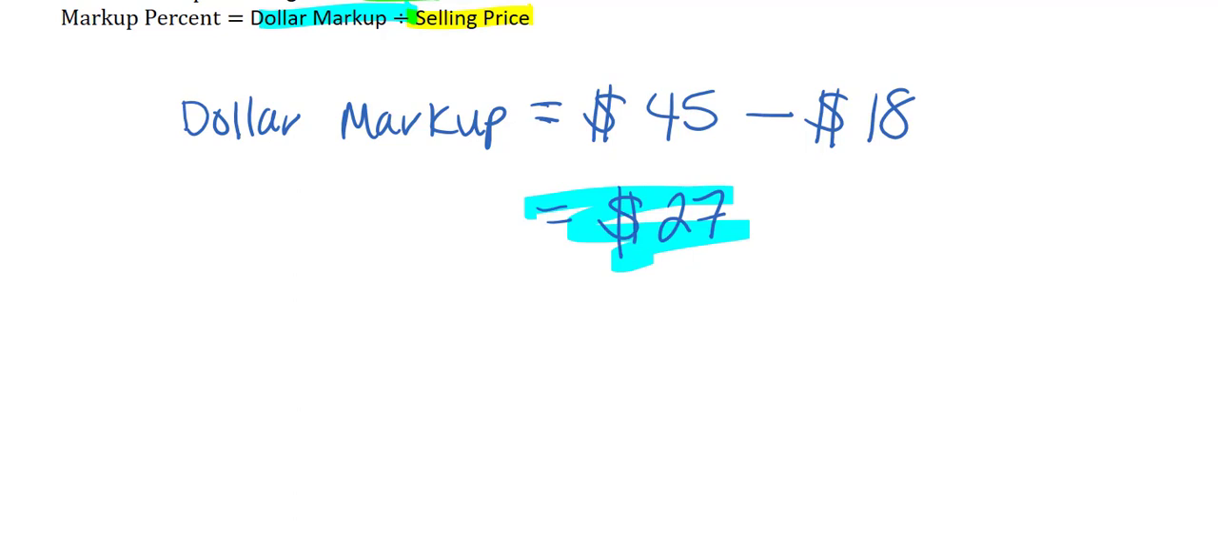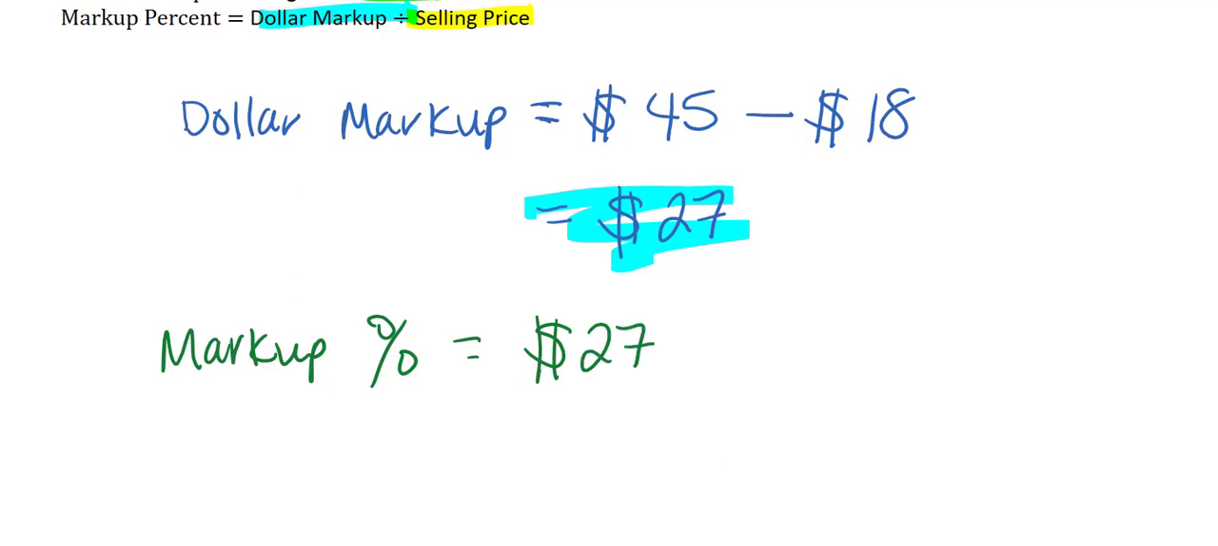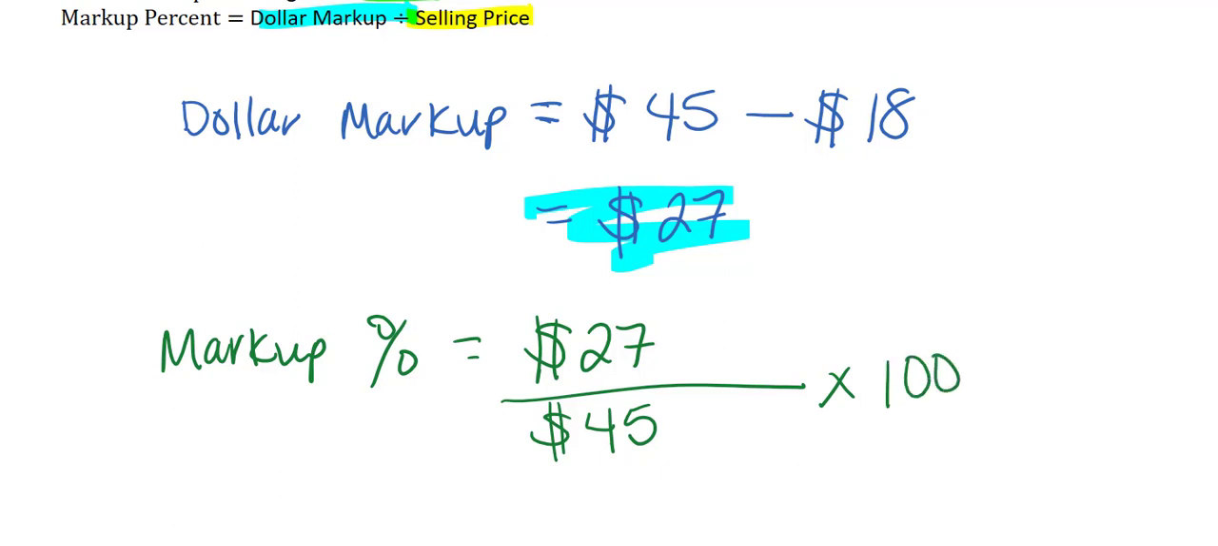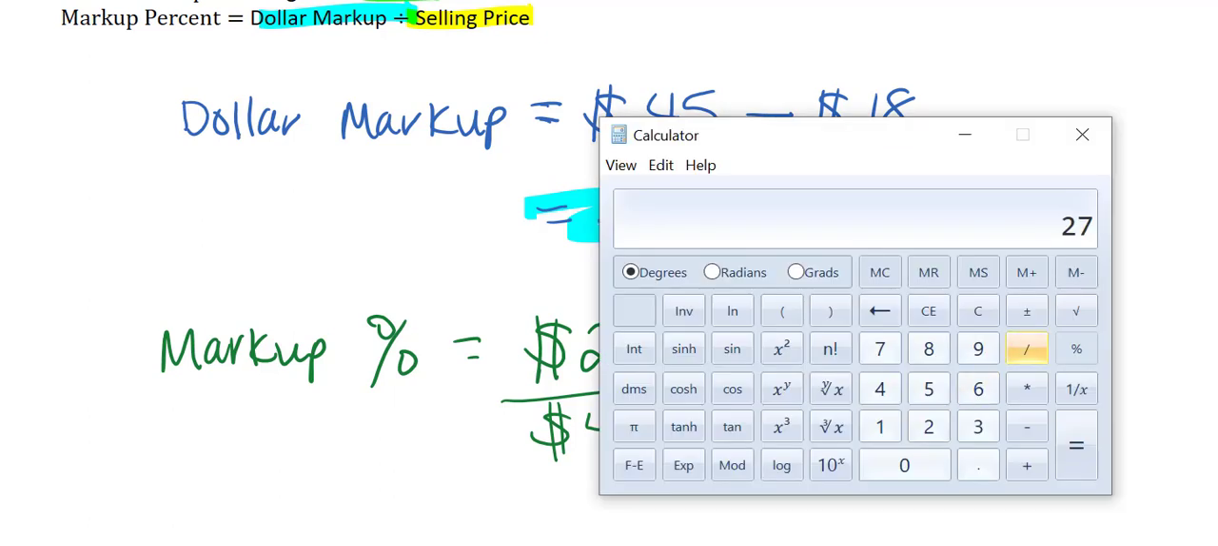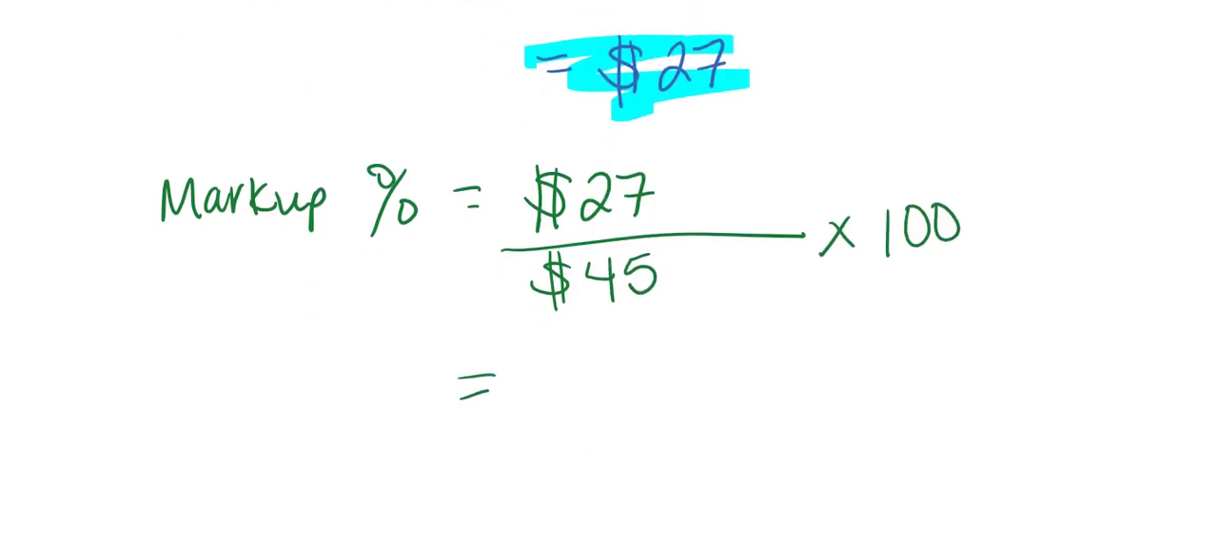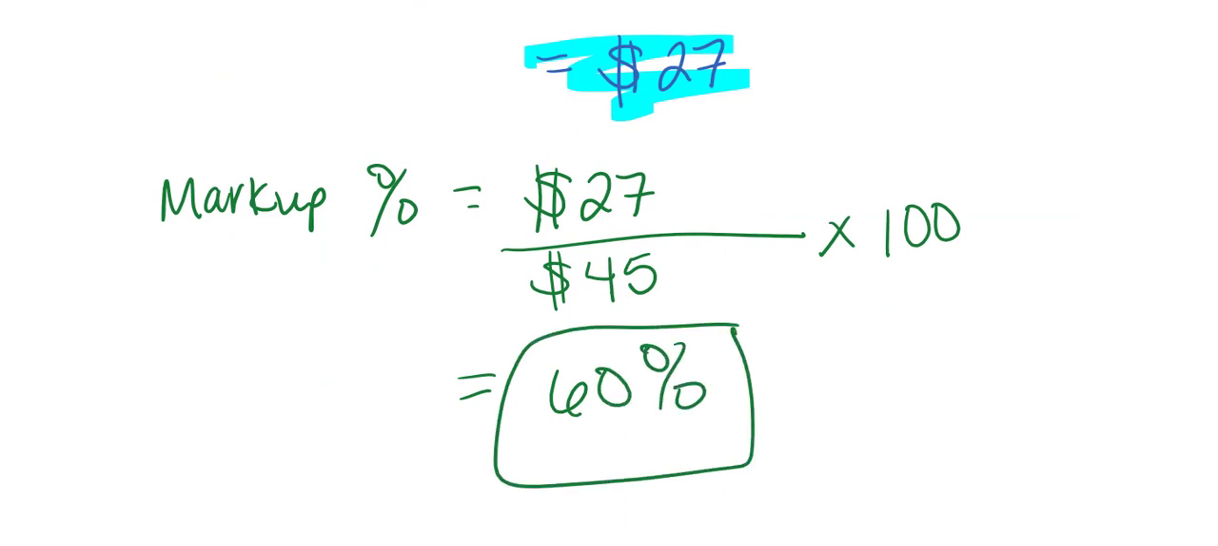That's our dollar markup. So we solved for that, so now we can do the markup percent. Markup percent is going to be the $27, which we solved in the first equation, divided by the selling price, which is $45. And remember, this is a decimal and we need percent, so we need to multiply it by 100. So 27 divided by 45, multiplied by 100, and we get 60. So we get 60% as our solution.